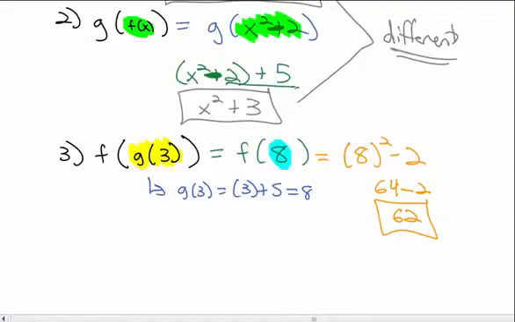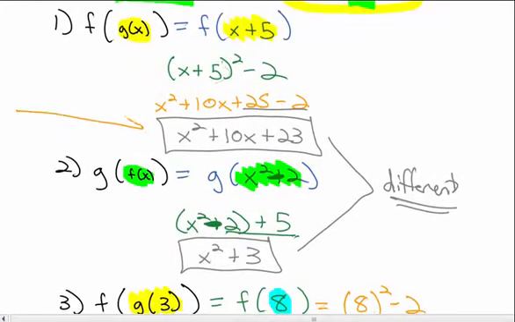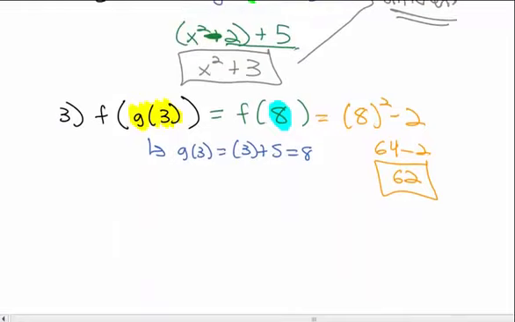We could have also, instead of finding out what g of 3 was and plugging that answer into f, gone up to that f of g formula that we found in step 1 and plugged our number 3 into there, and we would have gotten the same exact result of 62. Again, if we change the order, though, it does make a difference.